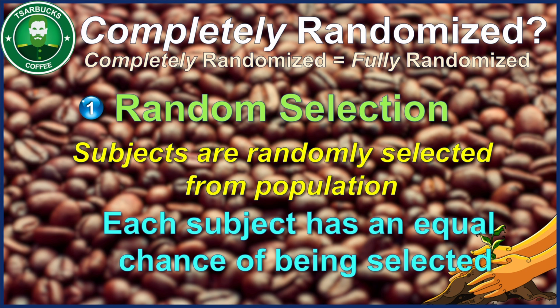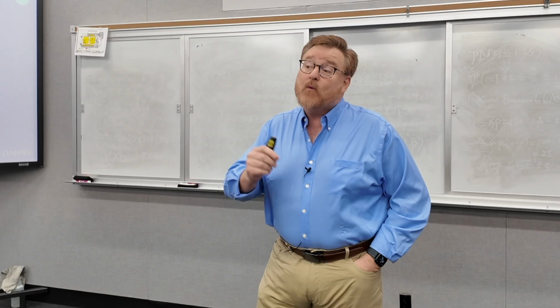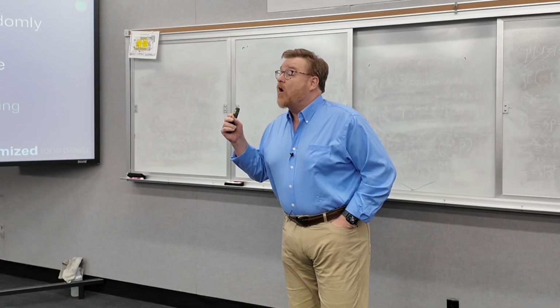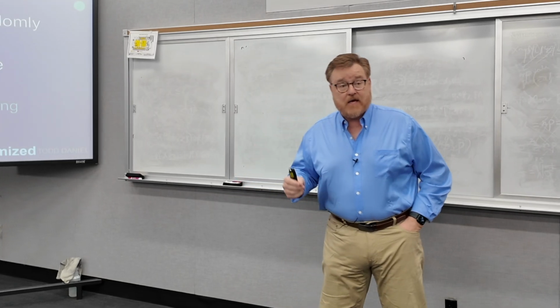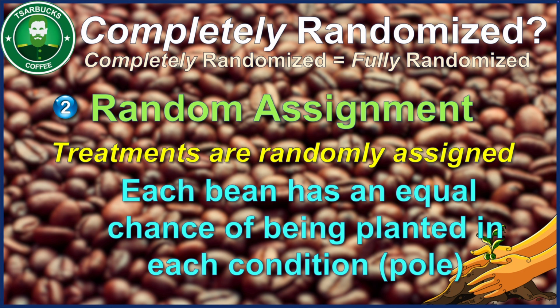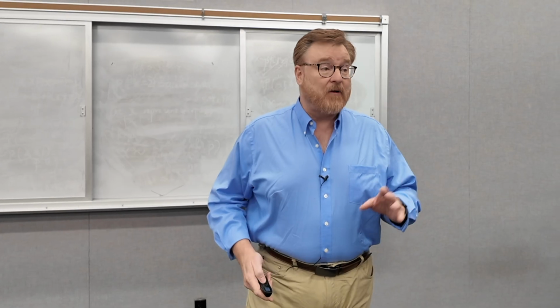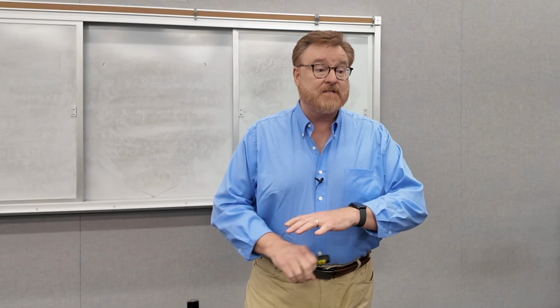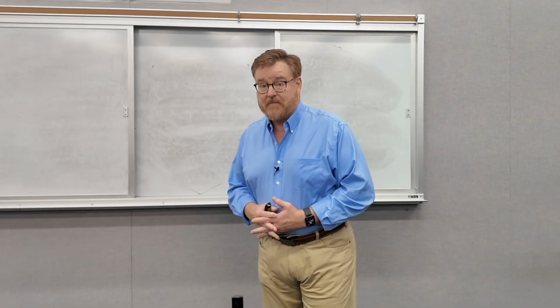Random selection: all of the individuals, all of the coffee beans in the population, have an equal chance of being selected. And once they have been selected, all of those that are selected have an equal chance of being in one of the treatment conditions. Because we have random selection and random assignment, we have a fully randomized model. So if you hear me say completely randomized or fully randomized, I'm talking about exactly the same thing.